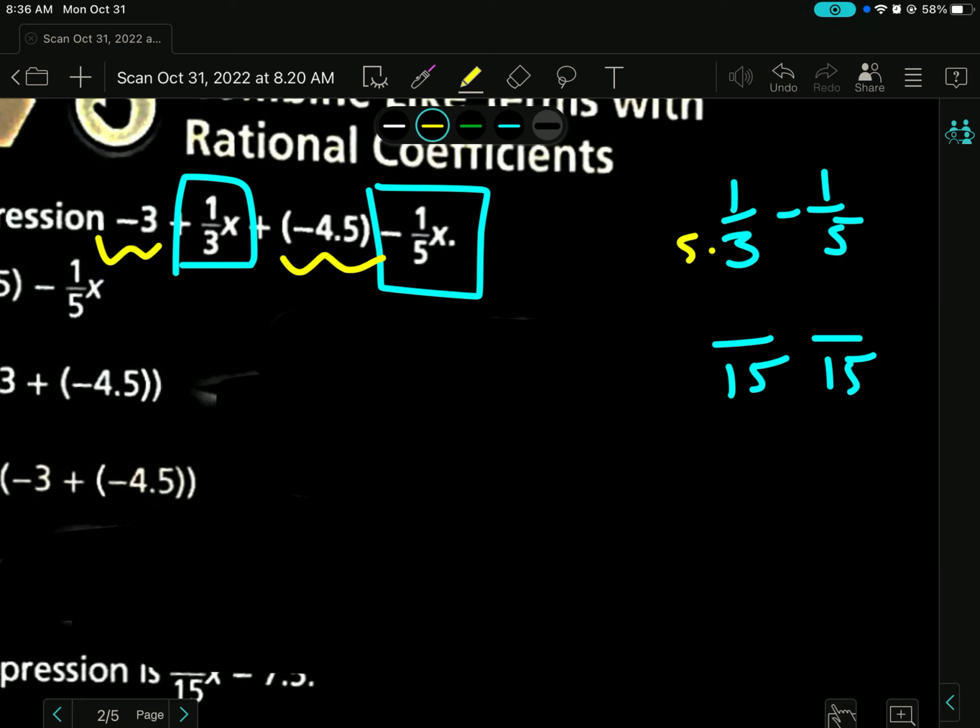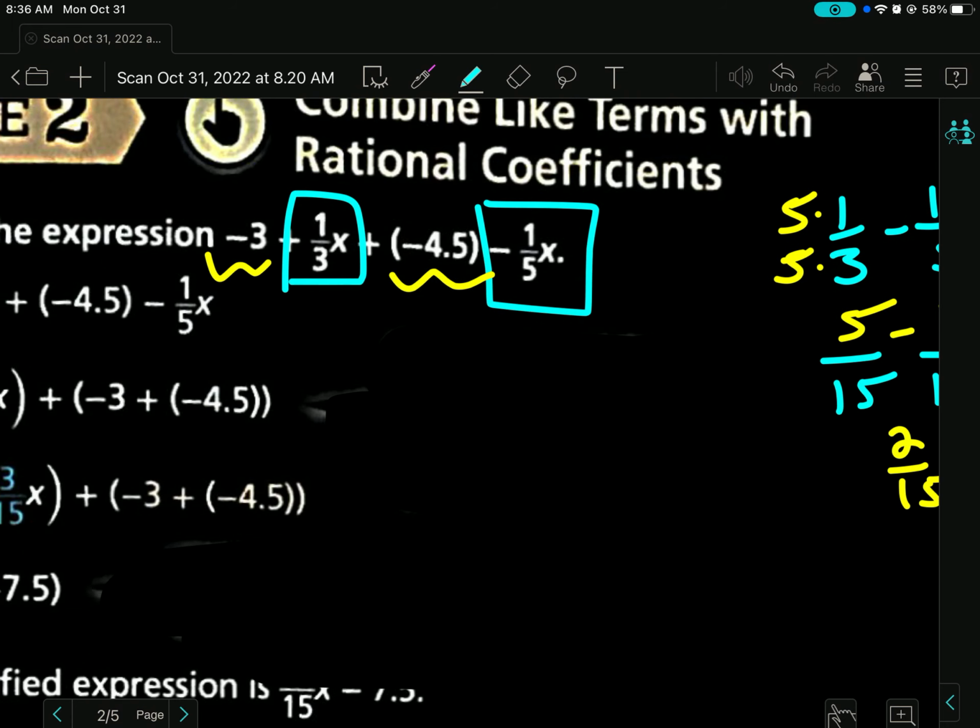In order to get 3 to look like a 15, I'm going to multiply by 5, so I have to multiply the top by 5, so it becomes a 5. Over here, I have to multiply the bottom by 3, so I have to multiply the top by 3, which is a 3, because 1 times 3 is 3. 5 minus 3 is 2, so I get 2/15 as that fraction. So I'm going to have 2/15 x.